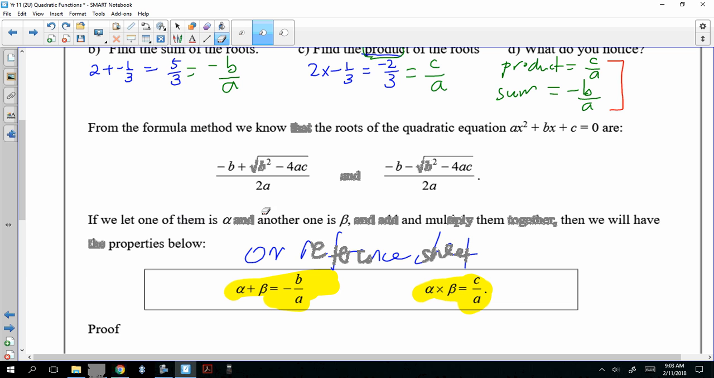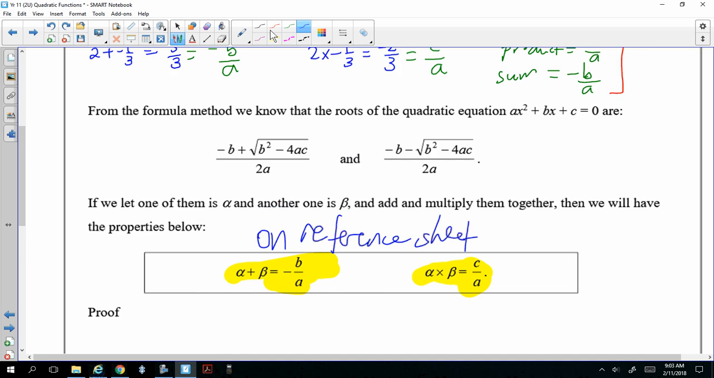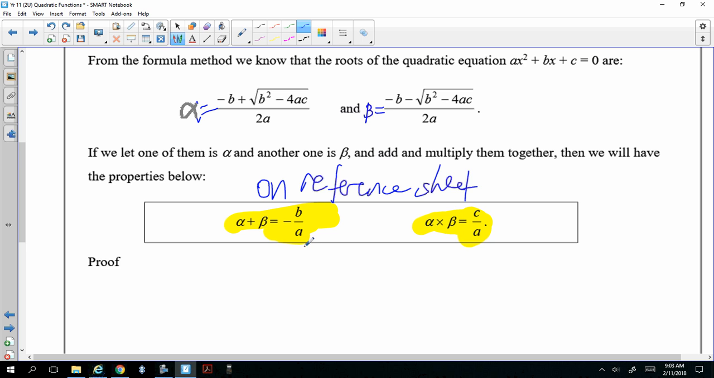And let's see why this is the case. Is it just a fluke? Does it always work? So we can actually prove it. Okay, let's prove this. And to prove this, we'll call the two roots alpha and beta. Okay, it doesn't matter. So one is the plus, one is the minus. Two roots. We're going to add them together, see if we get negative b over a. Okay, so that comes from the quadratic formula.